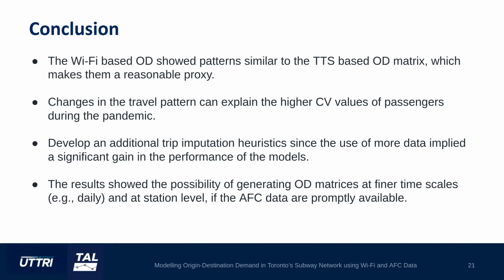So to conclude, the Wi-Fi based OD matrix showed patterns similar to the TTS, which makes it a reasonable proxy. Changes in the travel pattern can explain the higher coefficient of variation values of passengers during the pandemic. Developing different trip imputation heuristics matters since more data implied a significant gain in the performance of the models. And the results show the possibility of generating OD matrices at finer time scales, for example daily and at the station level as well, as long as we have AFC data available.